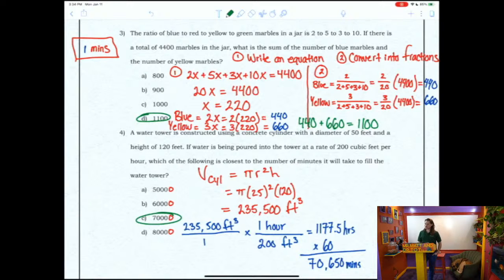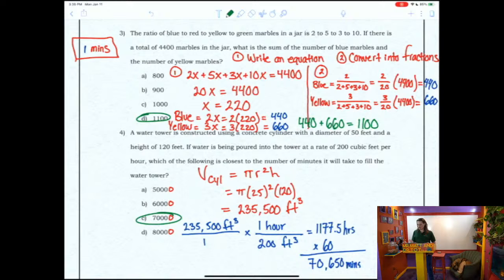So to write an equation, I would represent 2x plus 5x plus 3x plus 10x being equal to 4,400. Adding all of those x values up, we're going to get 20x is equal to 4,400. Dividing by 20 on both sides, the common multiple x would be equal to 220. So that means you can now evaluate each of those expressions that represent the individual values of the different colored marbles. Here we're interested only in the blue and the yellow marbles.